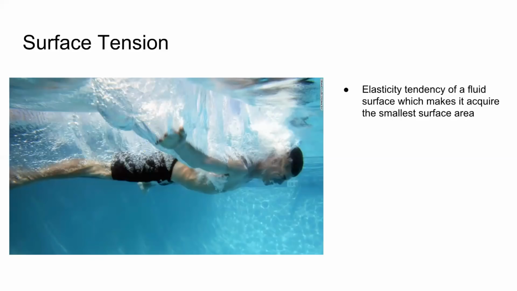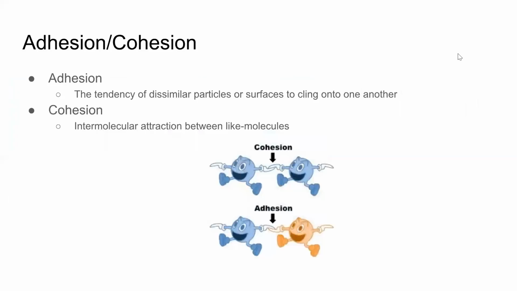All right, so your boy is really, damn it. Okay, so adhesion, cohesion. Adhesion is the tendency of dissimilar particles or surfaces to cling onto each other, and cohesion is just the opposite. So think of it as like, I don't know, what's a good real life example of adhesion, cohesion? You got one, Claire?